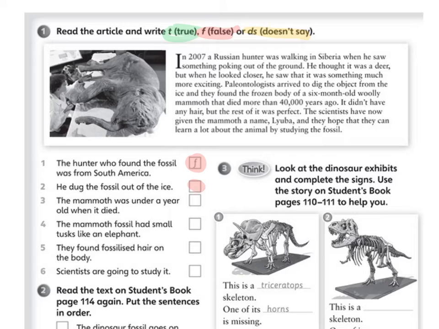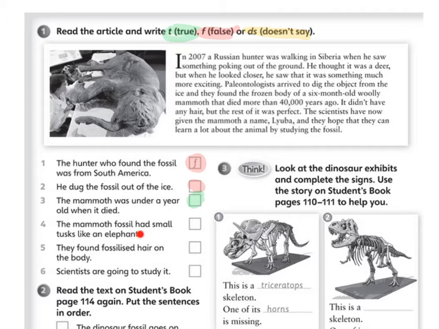It was paleontologists. 3. The mammoth was under a year old when it died. They found the frozen body of a 6-month-old. 6 months is under a year, definitely, that's younger. So that is true.